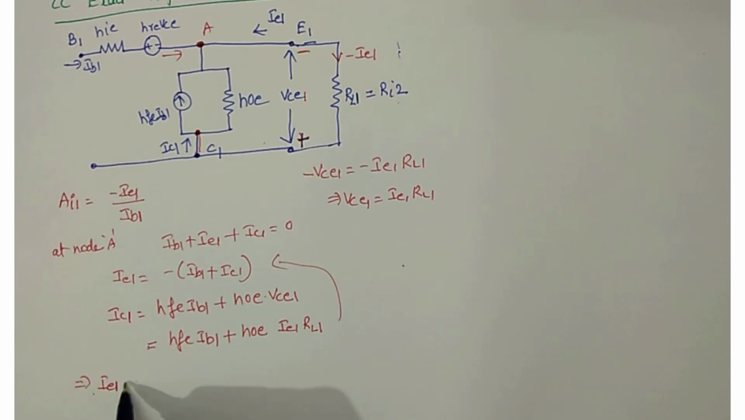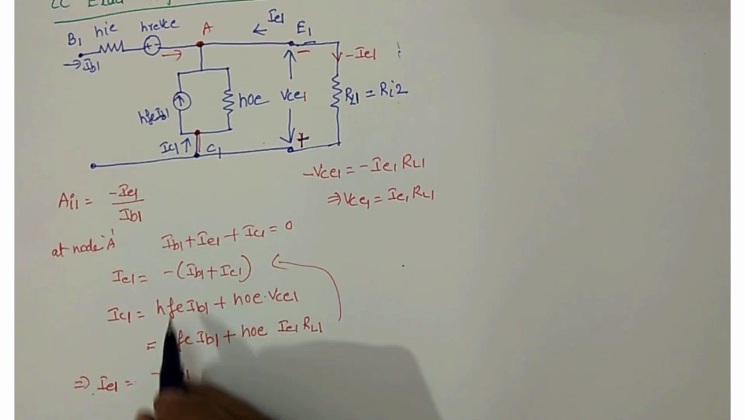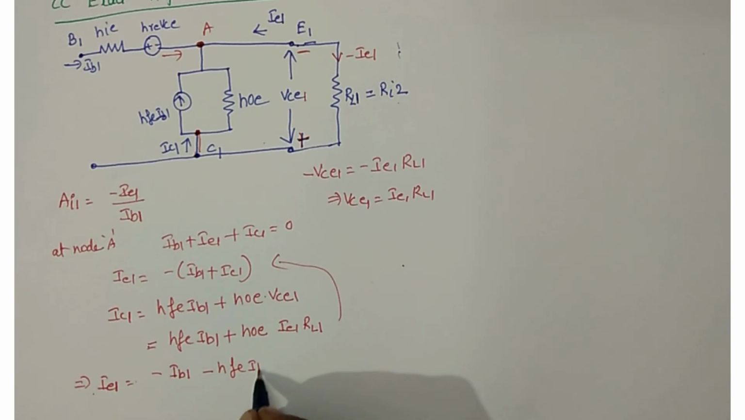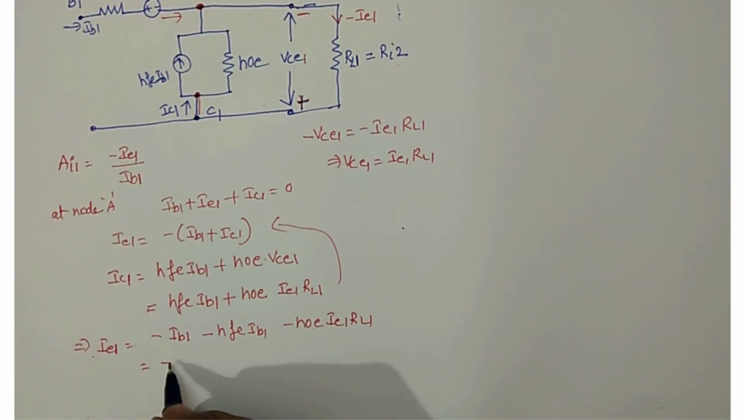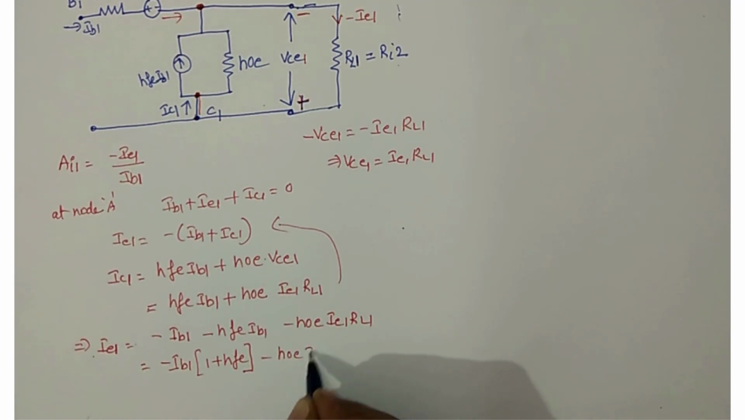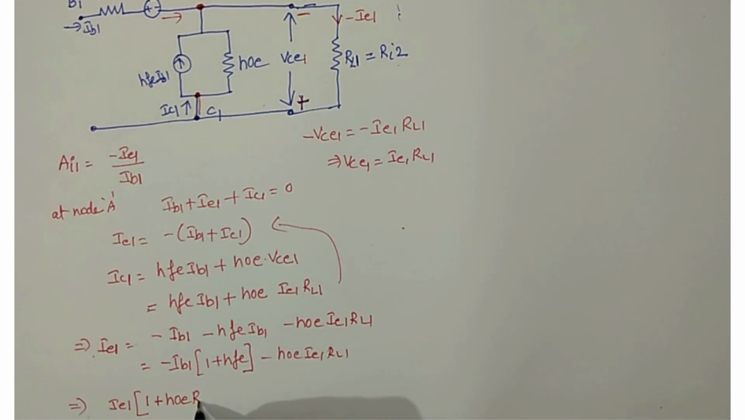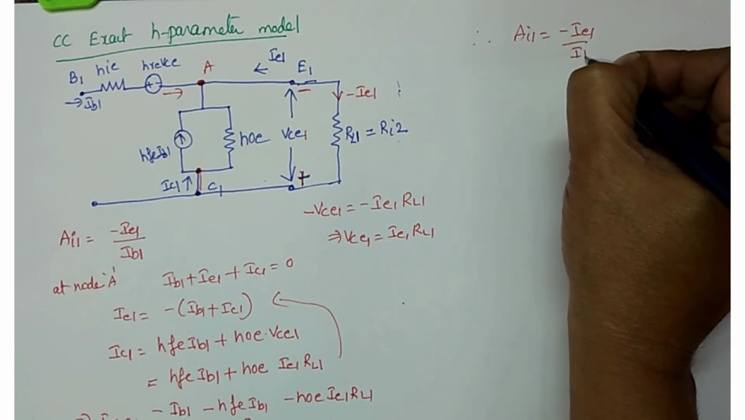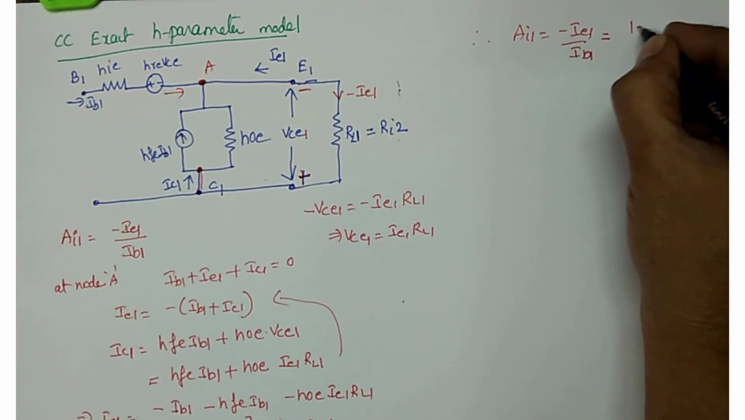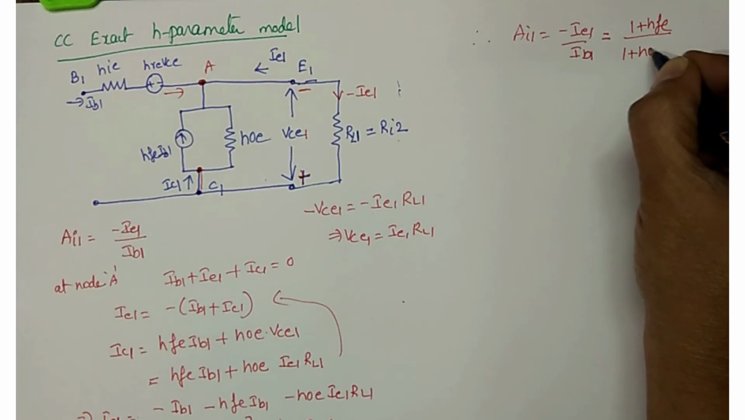I will get IE1 is equal to minus IB1, then I am substituting total IC1: minus HFE IB1 minus HOE IE1 RL1. So from this I will take minus IB1 common, so it becomes 1 plus HFE, minus HOE IE1 RL1. Now take this term and take IE1 common. If you move this term to this side, it is 1 plus HOE into RL1 is equal to minus IB1 of 1 plus HFE. Therefore, AI1, that is nothing but minus IE1 by IB1, is 1 plus HFE by 1 plus HOE into RL1.